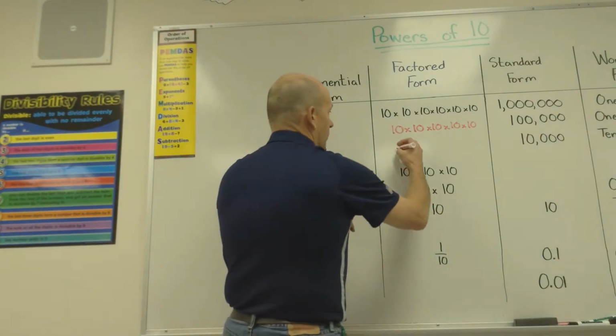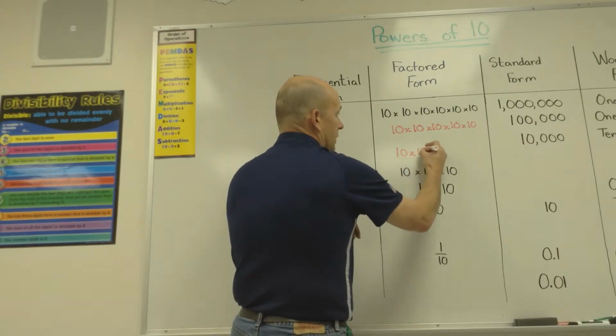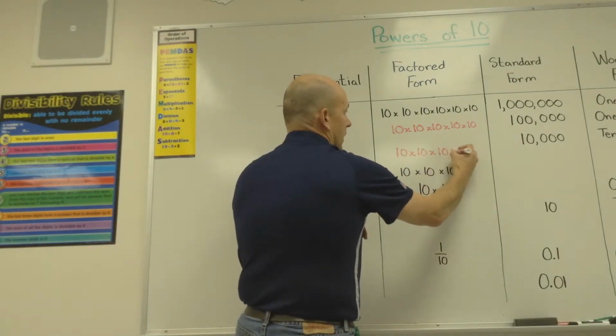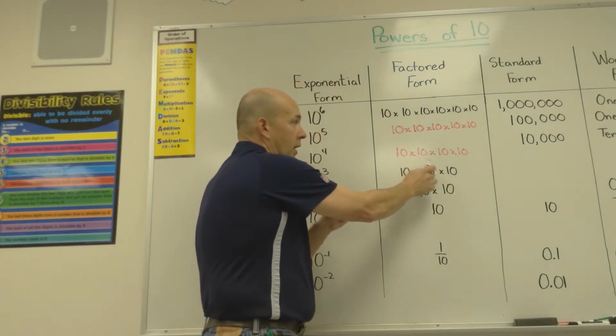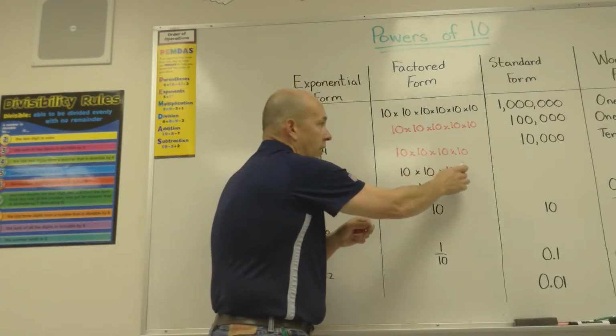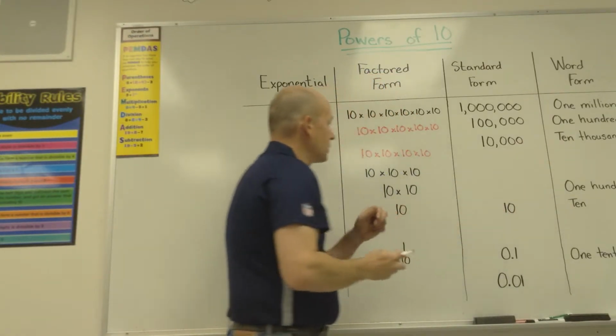There's a pattern that hopefully you're starting to see here. I have 10 times 10 times 10 times 10. Now, if I go back, 10 times 10 is 100. 100 times 10 is 1,000. 1,000 times 10 is going to be 10,000. That's a 1 with 4 zeros.